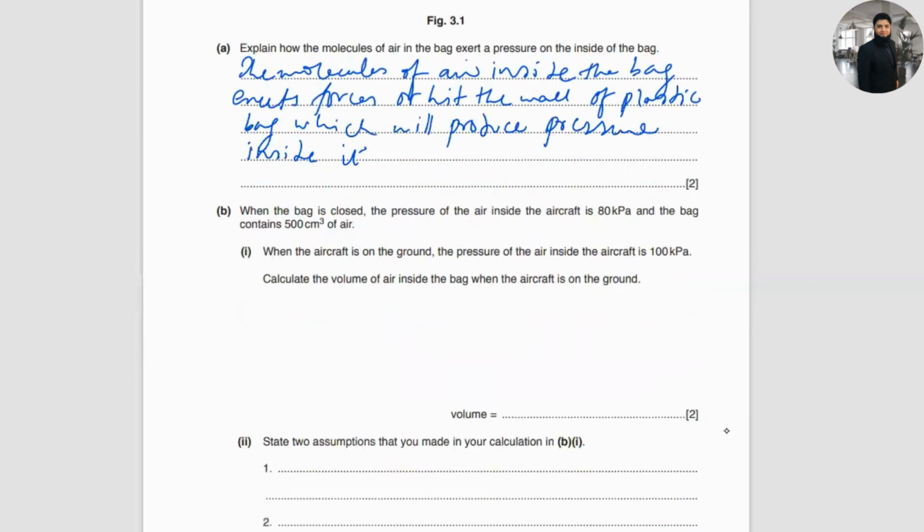Okay. Now, when the bag is closed, the pressure of the air inside the aircraft is 80 kilopascals, and the bag contains 500 centimeter cube of air. When the aircraft is on the ground, the pressure of the air inside the aircraft is 100 kilopascals. Calculate the volume of air inside the bag when the aircraft is on the ground. So very simple formula, P1V1 is equal to P2V2. Take your time and give me the answer of this.